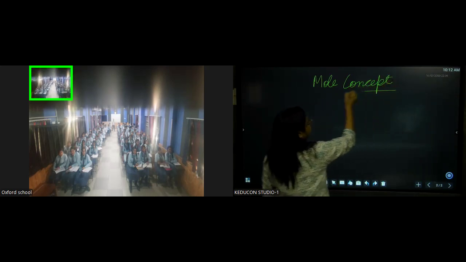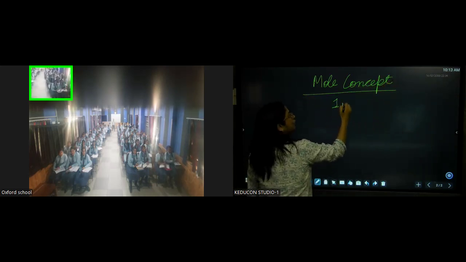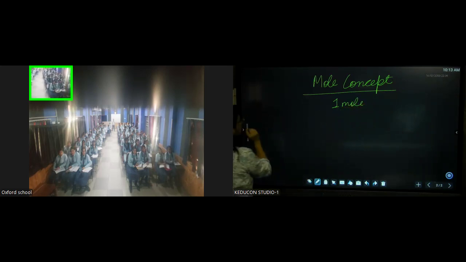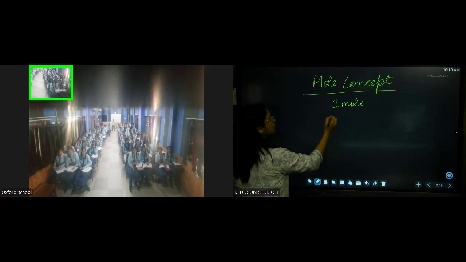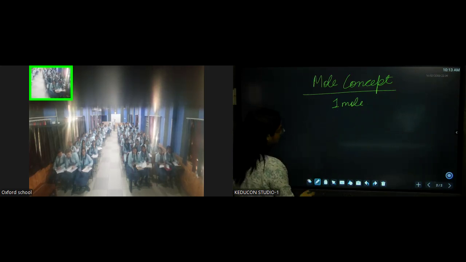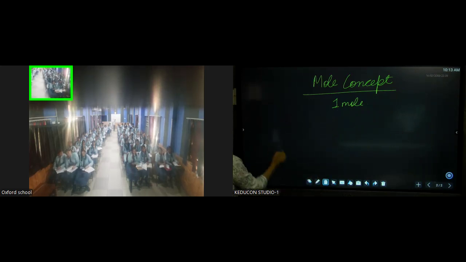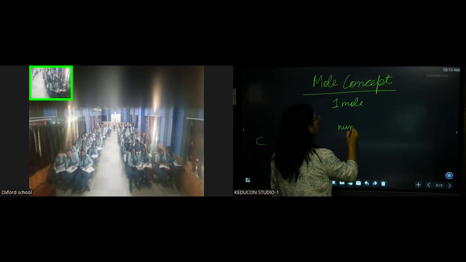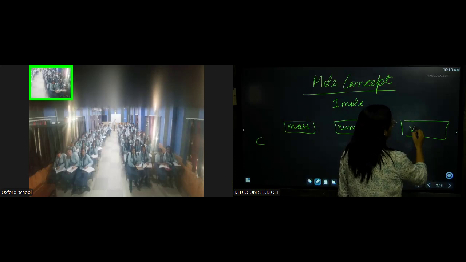And this says that 1 mole of any element. Suppose I'm taking carbon atom. So 1 mole of carbon atom has to be expressed in terms of mass, in terms of number, and in terms of volume.